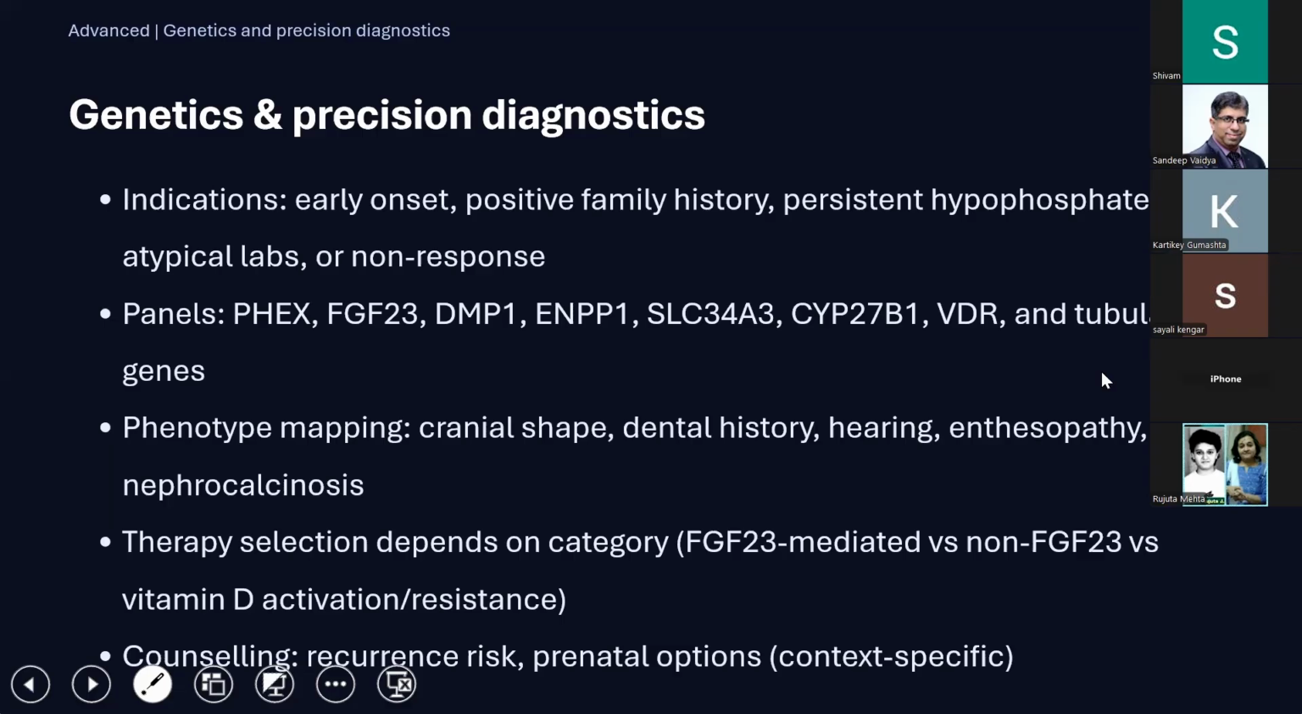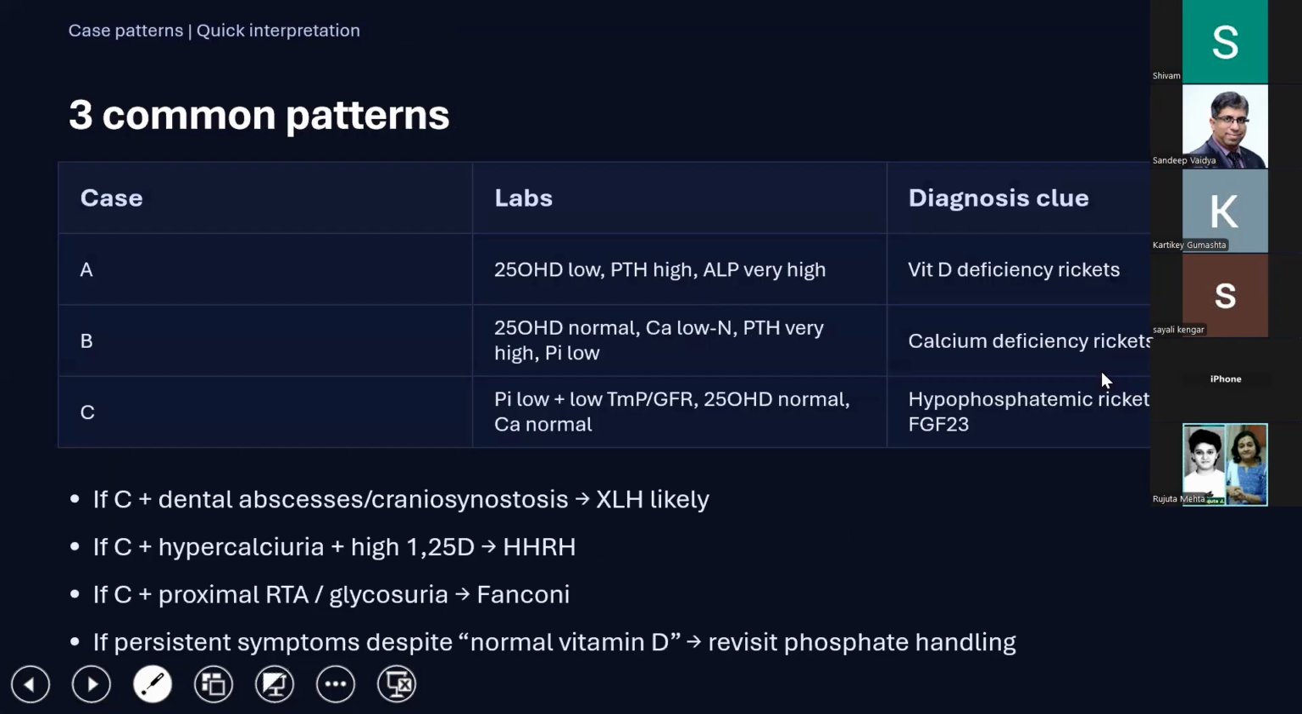So multimodal treatment is required. Therapy selection depends on the category of the rickets, as we have discussed earlier, and recurrence risk has to be considered. So basically, simplifying this complex thing, there can be three patterns to it.